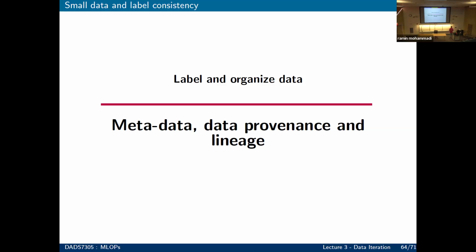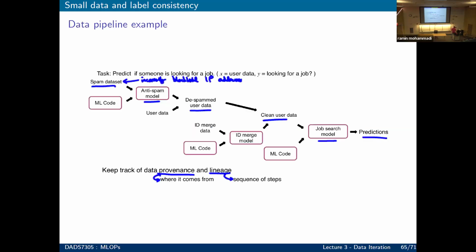Data lineage gives you that visibility: where did this data go, what transformation happened on it, and where is it now? That way you can remove it. Provenance, on the other hand, is where the data comes from. Whose data is this? That's the provenance. Data provenance and lineage are two important terms when it comes to a data pipeline. Where this data comes from, whose data it is.